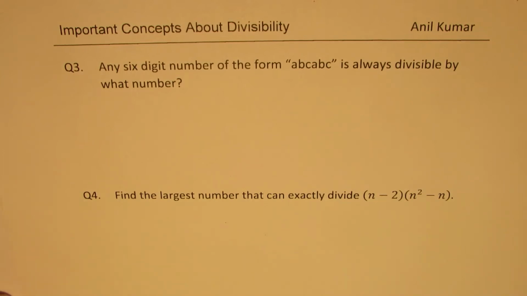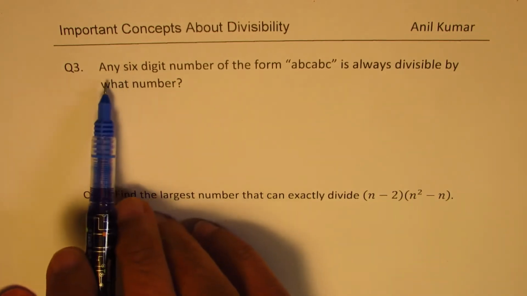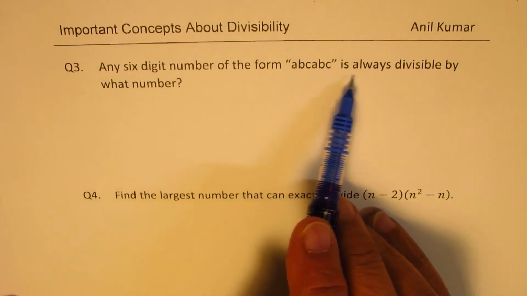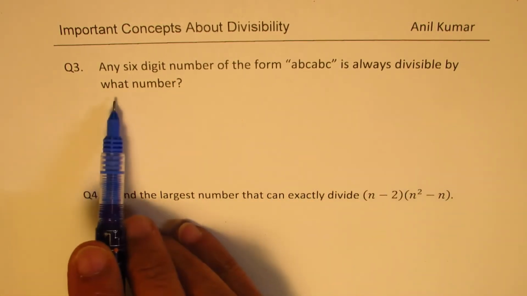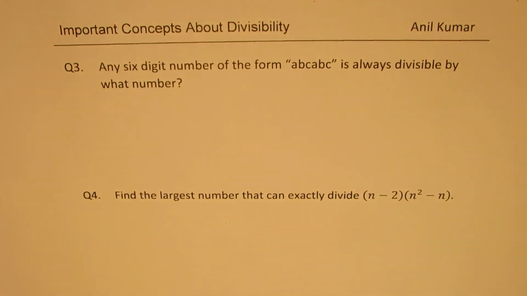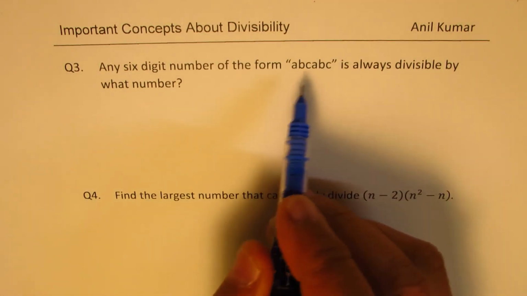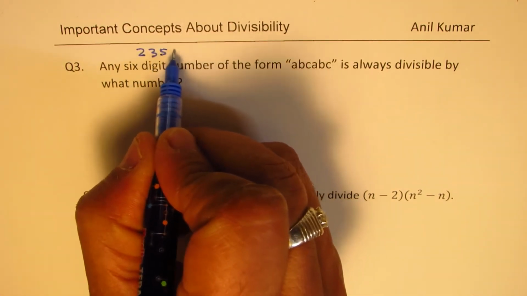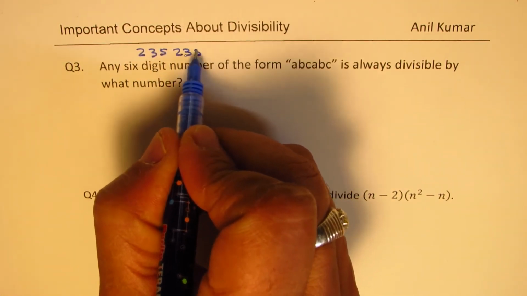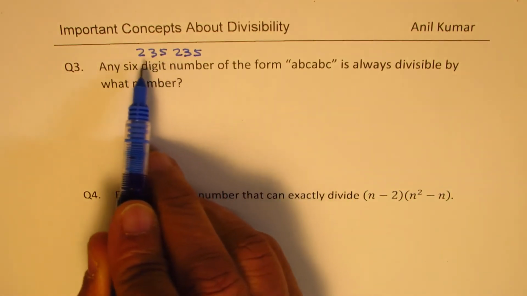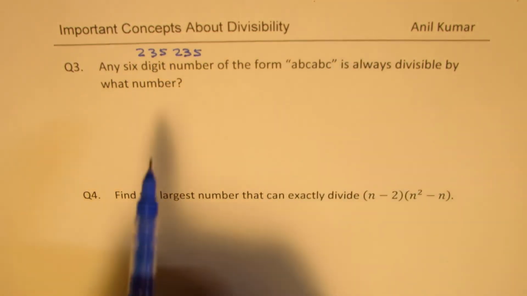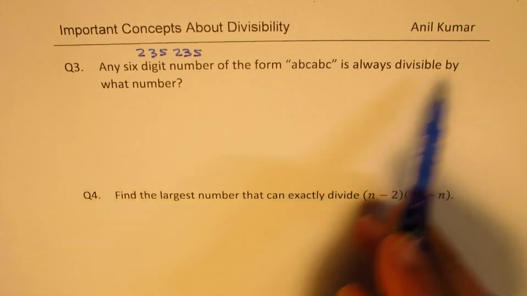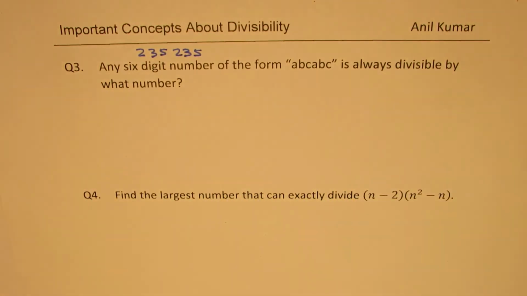Question number 3 is, any 6-digit number of the form ABCABC is always divisible by what number? Well, ABCABC means numbers like this. Like if I say 235235, like this, correct? So that is a 6-digit number where the digits are repeated. So any 6-digit number of this form is always divisible by what number, right?